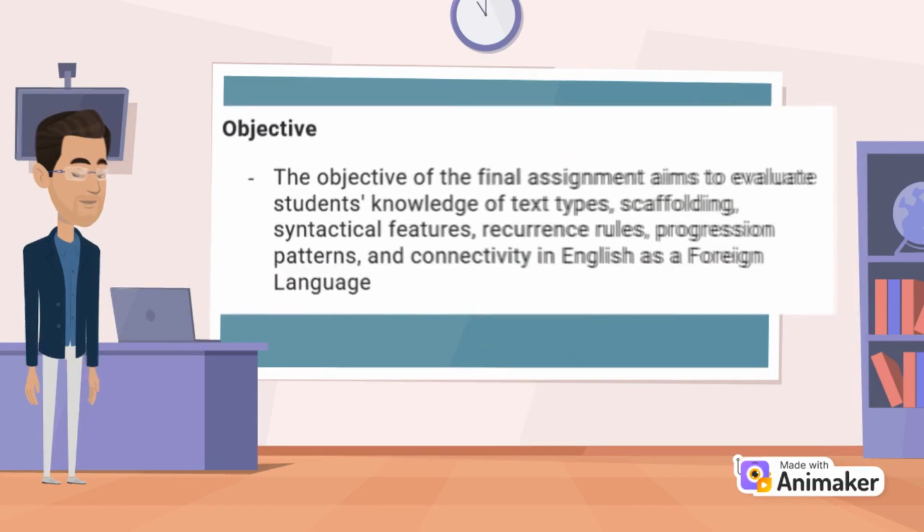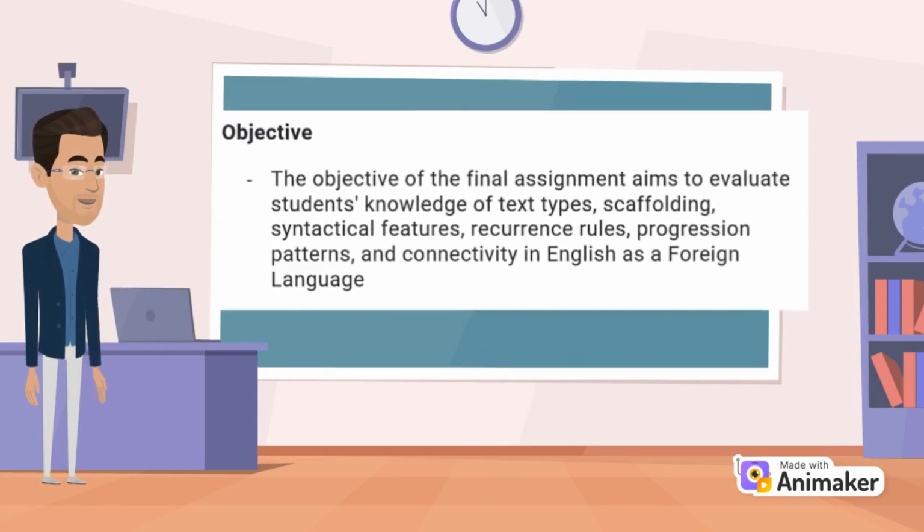The objective of the final assignment aims to evaluate students' knowledge of text types, scaffolding, syntactical features, recurrence rules, progression patterns, and connectivity in English as a foreign language.